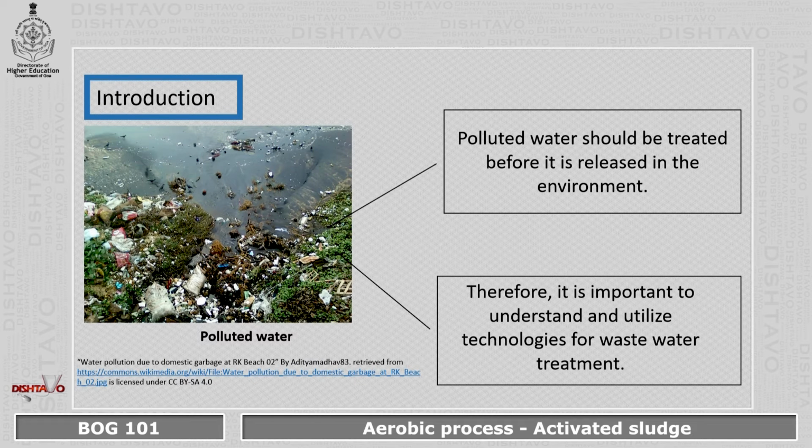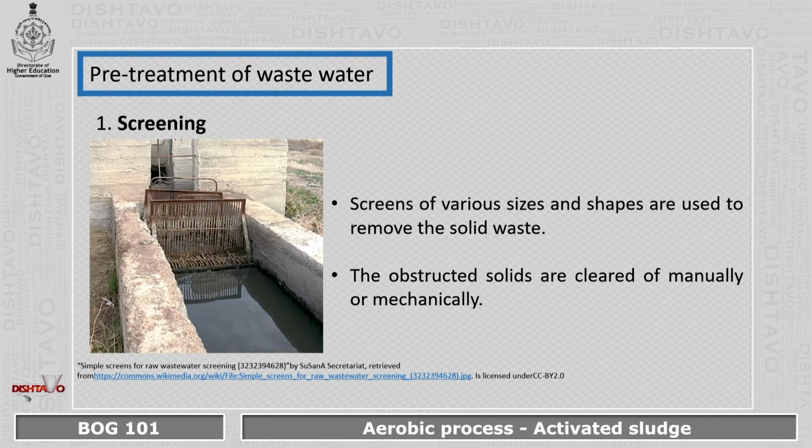We all know that polluted water should be treated before it is released in the environment. That is why it is very important for us to understand and utilize the technologies for wastewater treatment. The pre-treatment of wastewater includes 3 steps. The first one is screening. In this step, screens of various sizes and shapes are used to remove the solid waste. The obstructed waste that is collected by the screens is then cleared off manually or mechanically.